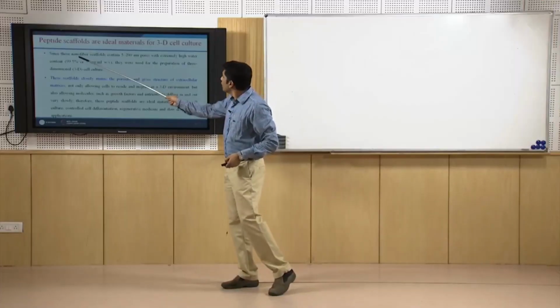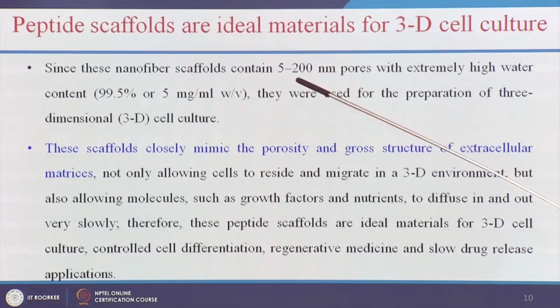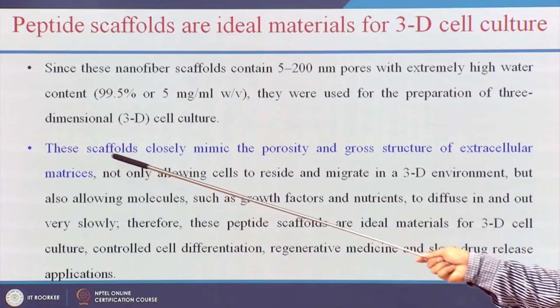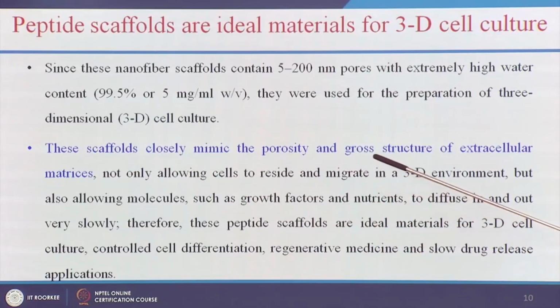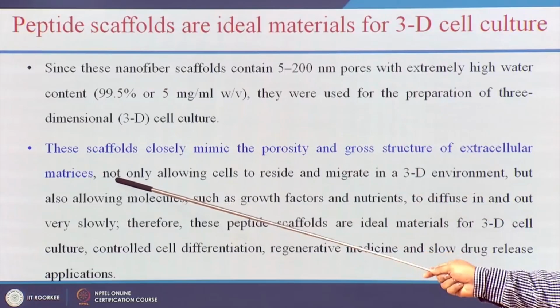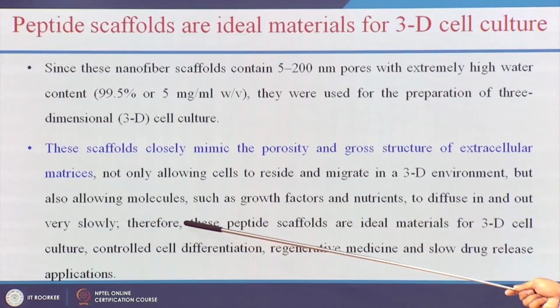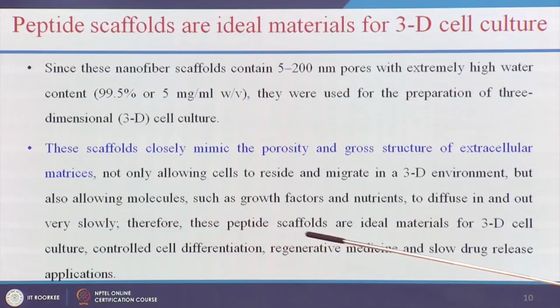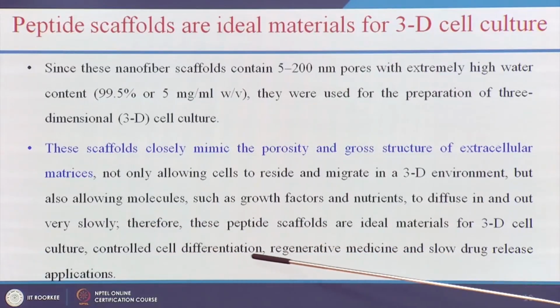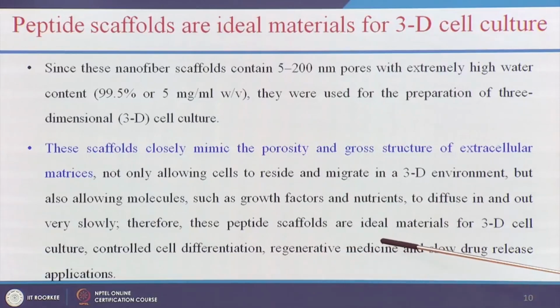These nanofiber scaffolds contain 5 to 200 nanometer pores with extremely high water content. They are used in the preparation of 3-dimensional cell culture, and these scaffolds closely mimic the porosity and gross structure of your extracellular matrix. It not only allows the cells to attach and grow, it also allows the growth factors and other nutrients to diffuse in and out very slowly, similar to your extracellular matrix. That is why it is very useful for controlled cell differentiation and also for applications in regenerative medicine and slow drug release.